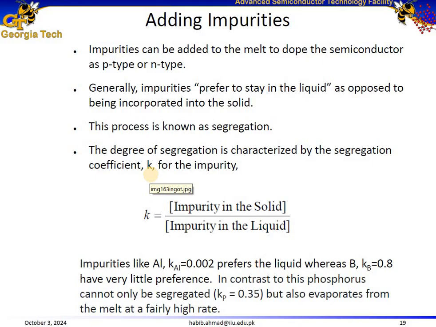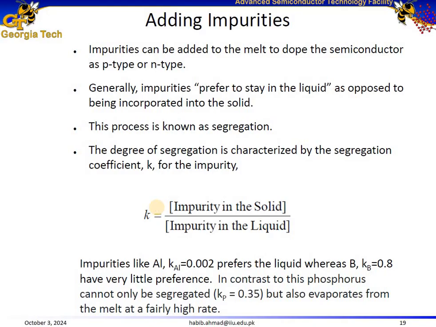When impurities are added to the molten semiconductor, they don't always want to become part of the solid material. Impurities mostly have a tendency to stay inside the liquid, the molten silicon. Many impurities prefer to stay in the liquid rather than becoming incorporated into the solid structure of the semiconductor, and this tendency is described by the segregation coefficient.